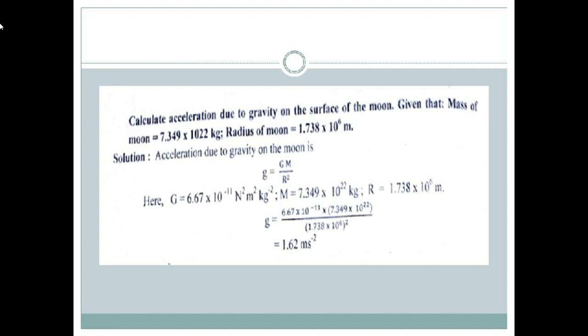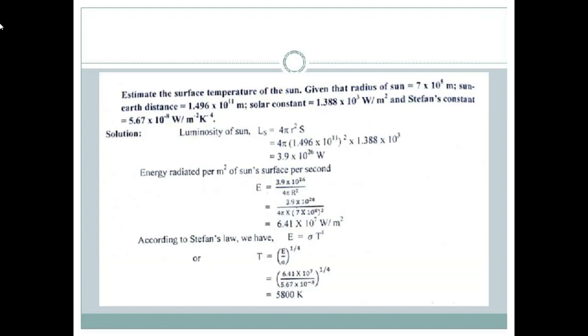Solution. Acceleration due to gravity on the Moon is given by the formula small g is equal to GM divided by R². Substitute the values: capital G is equal to 6.67 × 10^-11 Newton meter square per kg square, capital M is equal to 7.349 × 10^22 kg, and capital R is 1.738 × 10^6 meters. So when you substitute and solve, you will get small g is equal to 1.62 meter per second square.